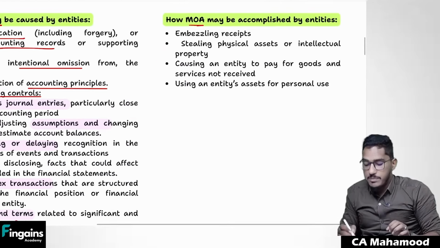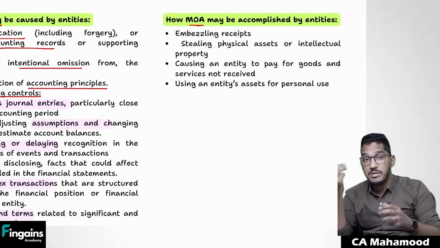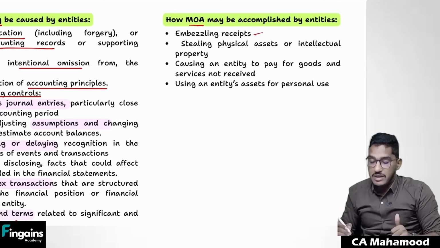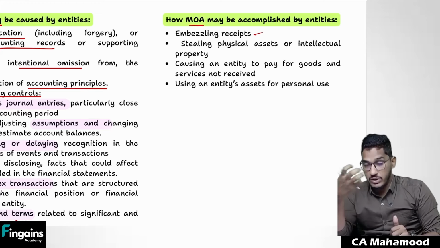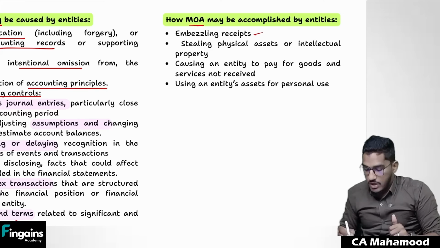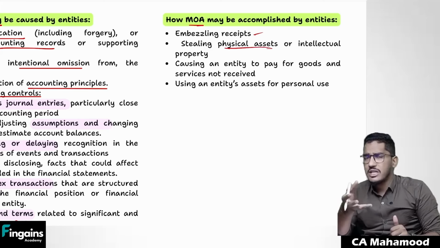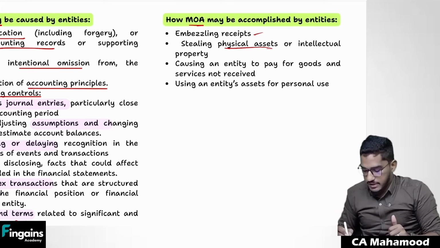Similarly, sir, how misappropriation of assets will be conducted? What are the different ways in which employees can commit misappropriation of assets? Number one, they can embezzle the receipts. Like a cashier is there. He's collecting the sales amount. He's collecting cash from cash sales. Instead of recording it in the books of accounts, he might manipulate it. Or they can steal physical assets or intellectual property. Stealing of inventory, stealing of fixed assets, stealing of stationery. They can steal the fixed assets.